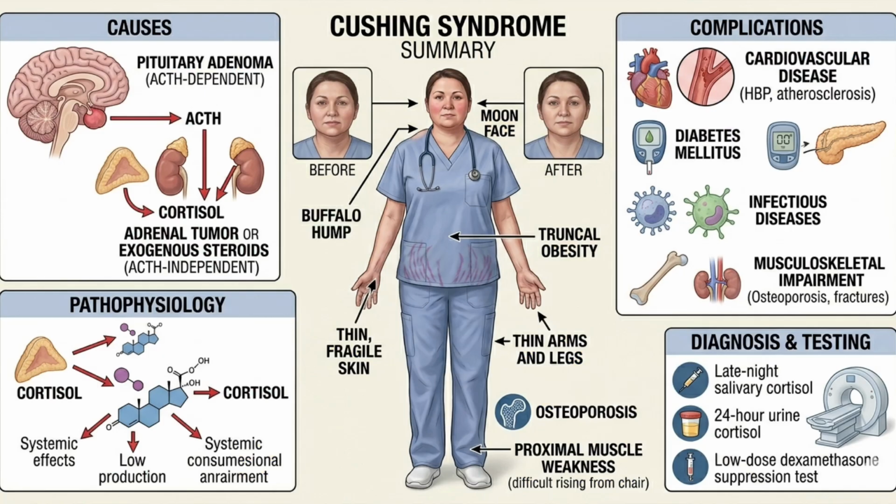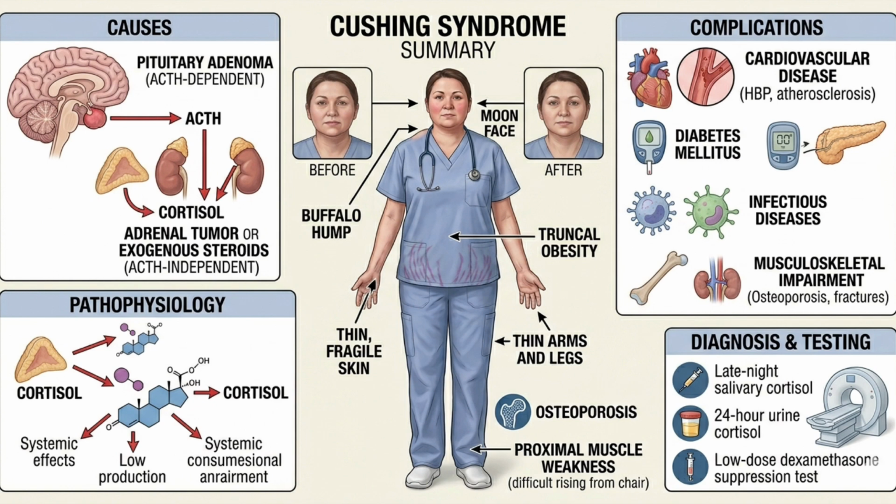Cushing syndrome is the clinical manifestation of chronic hypercortisolism. Essentially, the body is marinating in too much cortisol. Most cases are exogenous, caused by long-term steroid use. However, endogenous cases usually stem from a pituitary adenoma, which we call Cushing disease, or adrenal tumors.